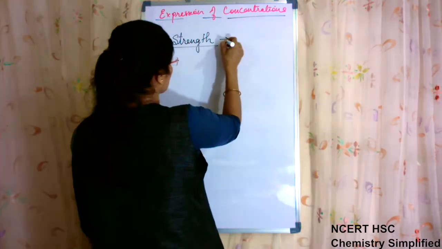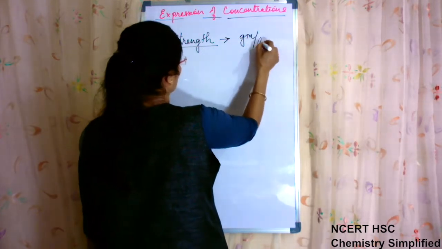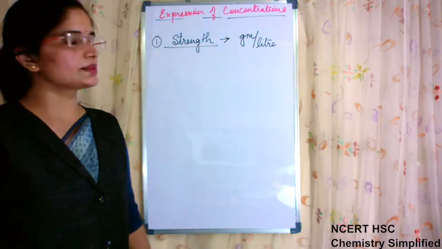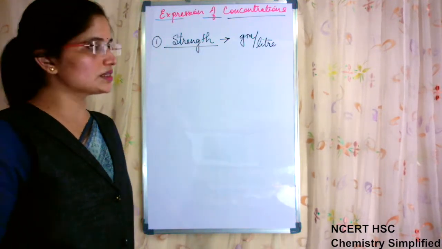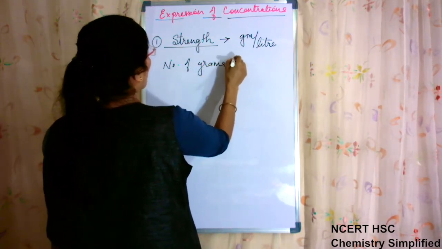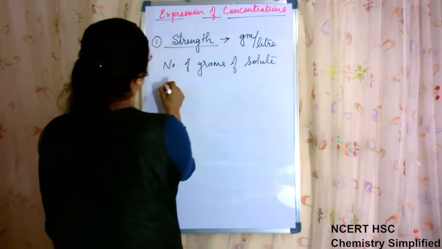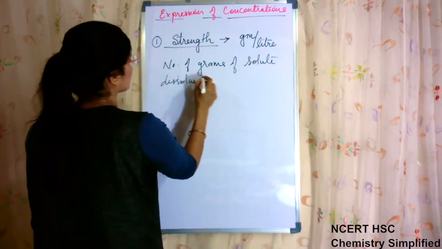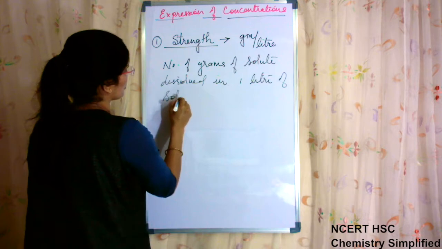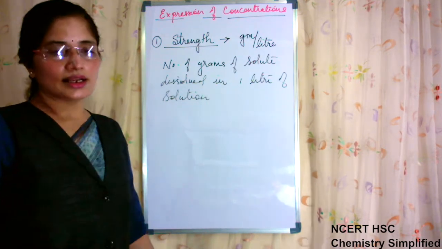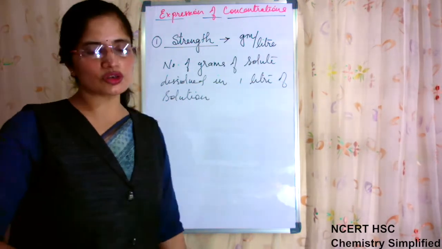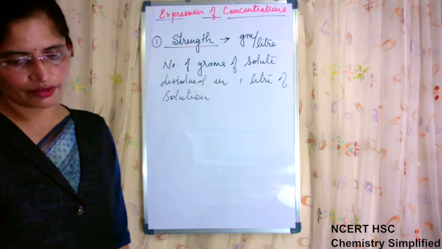The unit for strength is grams per liter. Grams per liter is the way to express the strength of a solution. That means the number of grams of solute dissolved in 1 liter of solution. This is known as strength of the solution. How many grams of solute are dissolved in a liter of solution? That will give us the strength of a solution.